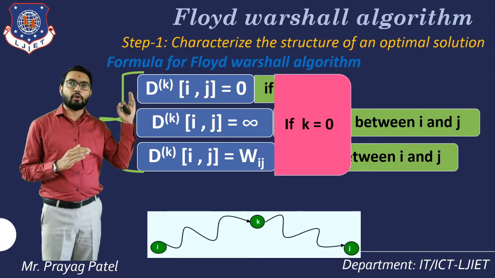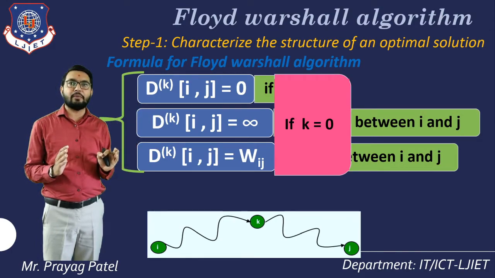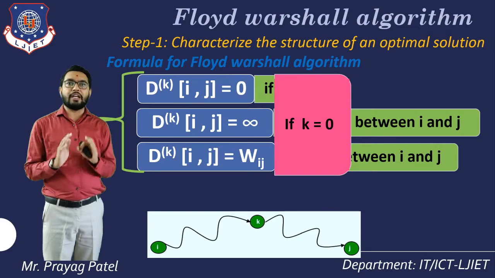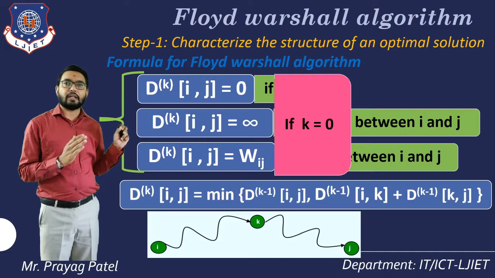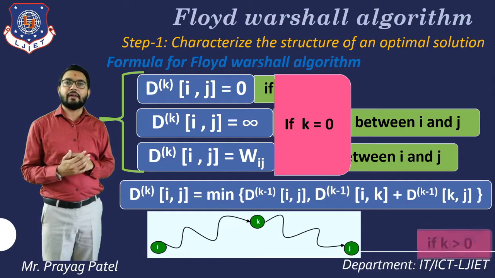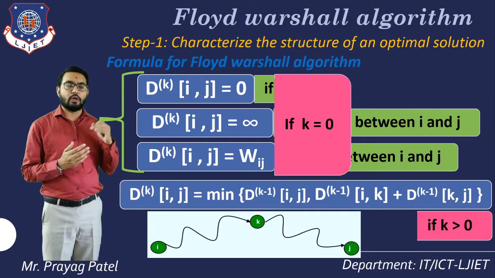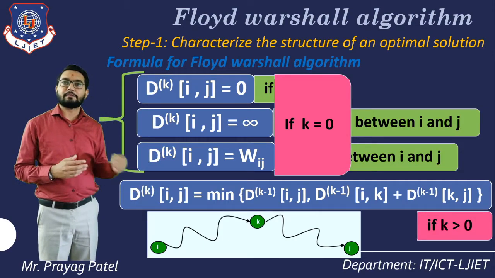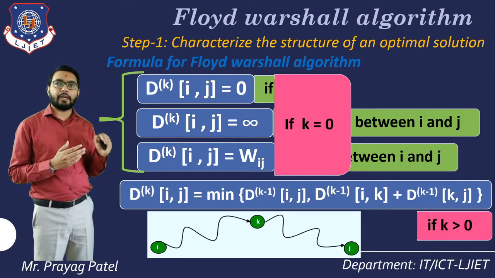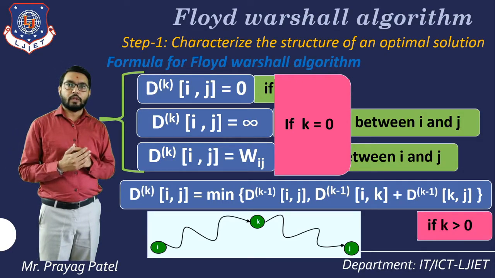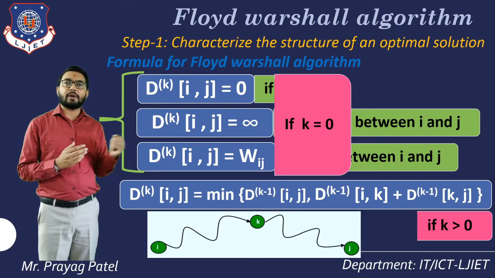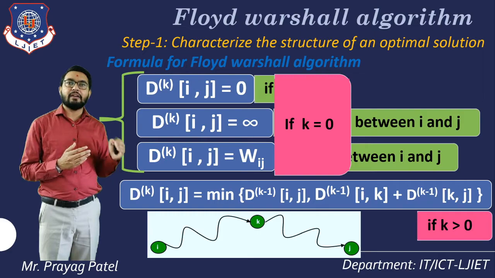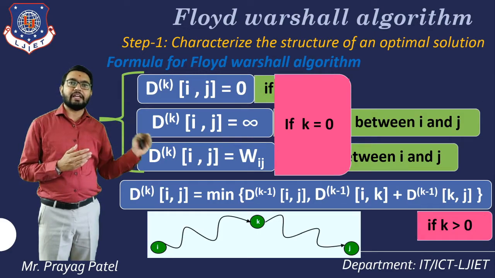Here, k equal to 0 in these three formulas means there is no intermediate node. Consider only direct distance and apply these three formulas. Now consider that k is available, meaning the value of k is greater than 0, so k equal to 1, k equal to 2, k equal to 3, like this. Then apply this formula: d of k i j equal to minimum of d of k minus 1 i j, and the second part is d of k minus 1 i k plus d of k minus 1 k j.